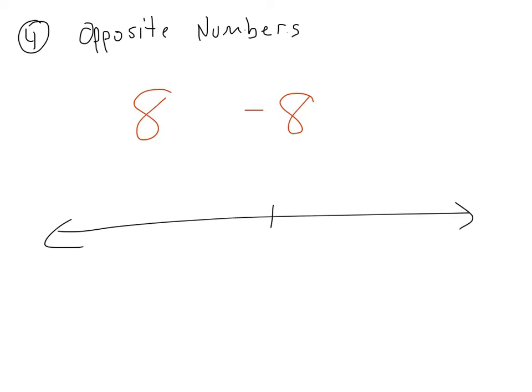Right? So if that's 0, here's 1, 2, 3, 4, 5, 6, 7, 8. Negative 8, and then 1, 2, 3, 4, 5, 6, 7. I guess I could have made those bigger. Anyway, they are the same distance, right? To go from negative 8 to 0, 1, 2, 3, 4, 5, 6, 7, 8.